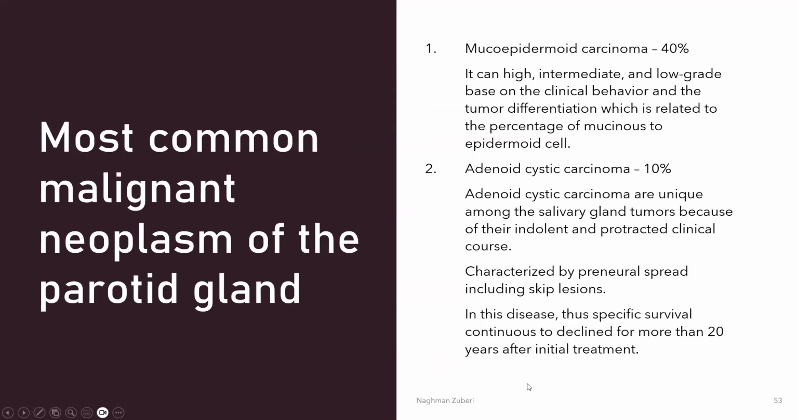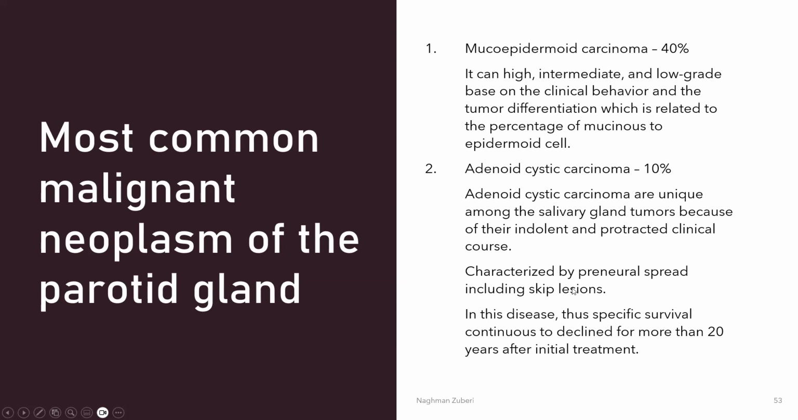Most common malignant neoplasm of the parotid gland: mucoepidermoid carcinoma. Usually a question comes on that. Which one is the most common malignant? It is mucoepidermoid carcinoma, 40%. It can be high, intermediate, and low grade based on the clinical behavior and the tumor differentiation, which is related to the percentage of mucinous to epidermoid cells. Then the second one is adenoid cystic carcinoma, 10% only.